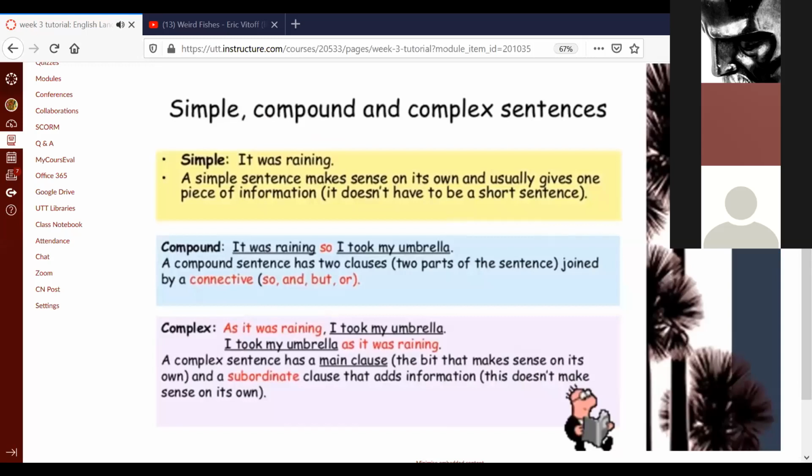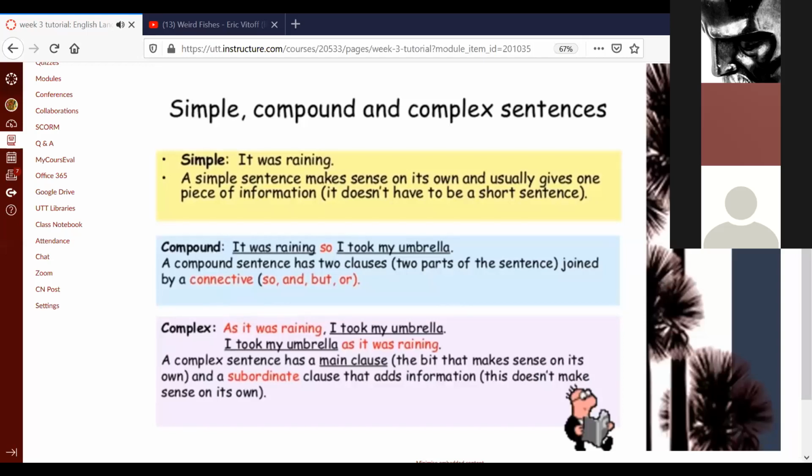Here's another explanation for you. A simple sentence makes sense on its own and usually gives one piece of information. For example, it was raining. The compound joins both simple sentences. It was raining is a simple sentence. I took my umbrella is a simple sentence. You notice in this example, it is joined by a conjunction, so. It can also be joined by a semicolon.